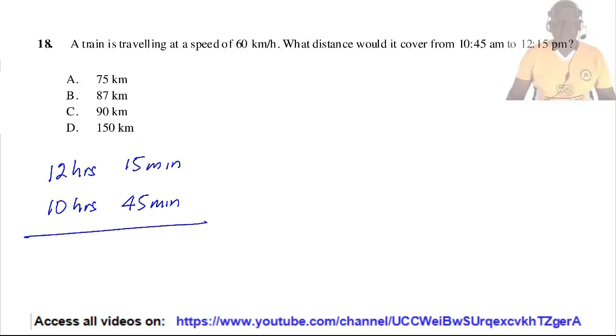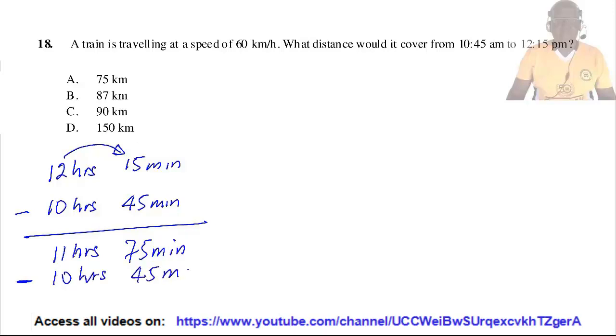Now the difference: when we subtract 45 from 15, we shall get a negative number, so we shall borrow 1 hour from here to here. 60 minutes make 1 hour, so we shall add 60 to 15, making 75 minutes, and then we shall be left with 11 hours over here. Then we shall subtract 10 hours 45 minutes. Over here we shall get 30 minutes, and then 1 hour over here, that's 11 minus 10. So the answer is 1 hour 30 minutes, or 1.5 hours, since 30 minutes is half an hour, or 3/2 hours.